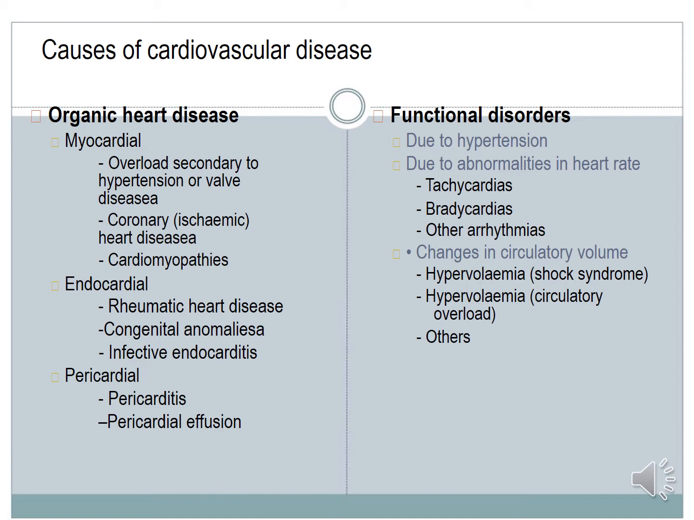So the causes can be either an organic heart disease or functional disorders. The organic heart disease is nothing but the organ itself has a problem, like the heart or the arteries that supply the heart, or the structure of the heart. Whereas the functional disorder is where the function of the heart gives some form of anomalies like hypertension, or it can go to tachycardia, bradycardia, arrhythmias, or there can be any change in the circulatory volume like hypovolemia, etc.